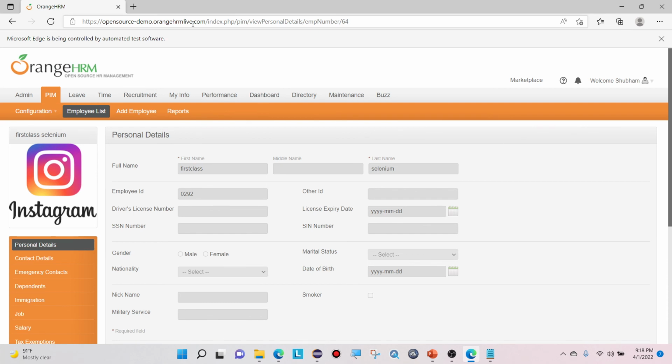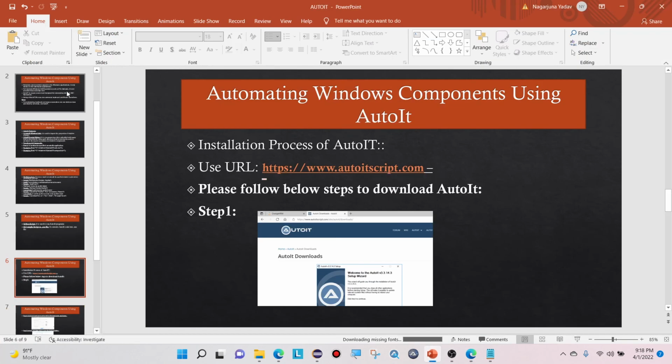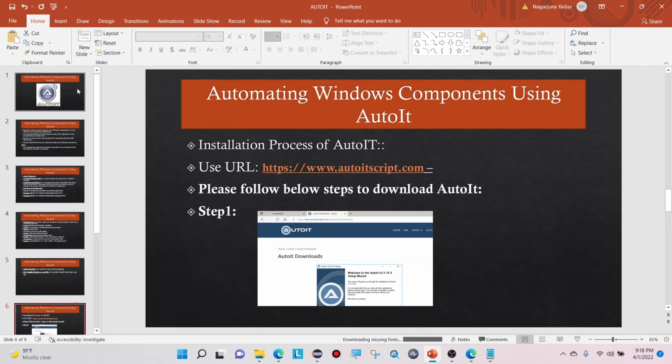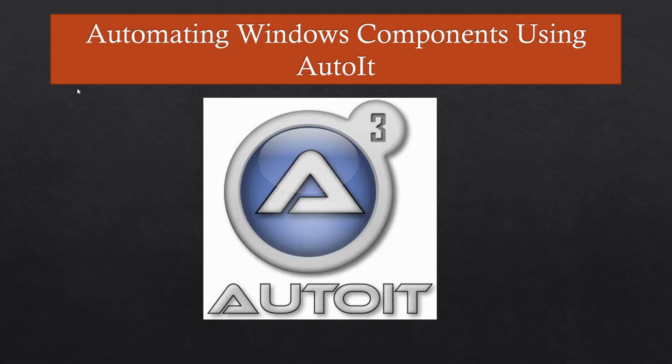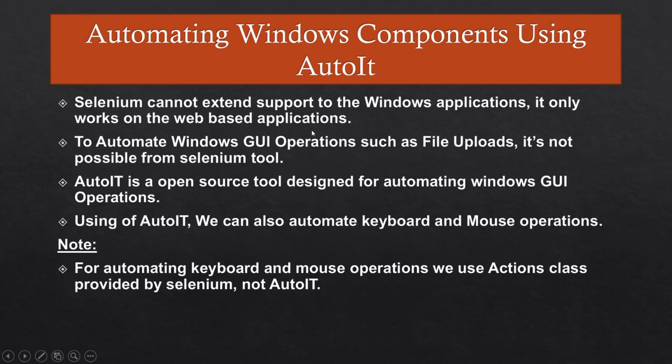Okay, so let me quickly recap all these things one more time. Let me go back to our slides, where we discussed what is AutoIt and what are all the lines we discussed till now. AutoIt is an open source tool, especially designed for automating Windows graphical user interface operations, and also with the help of the AutoIt tool we can easily perform keyboard and mouse operations on the window based components.